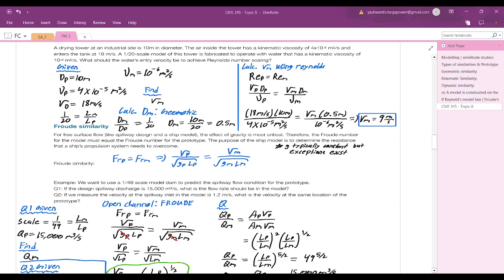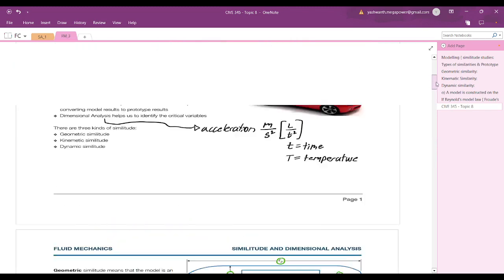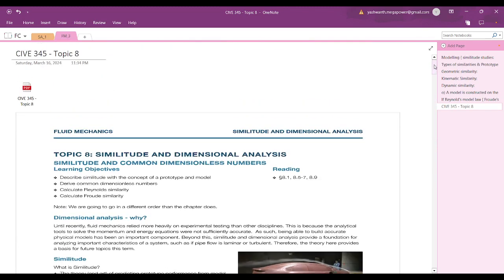Yeah, I got everything. I sort of understand a little bit. So this is all about dimensional analysis. Clear? That's all dimensional analysis.